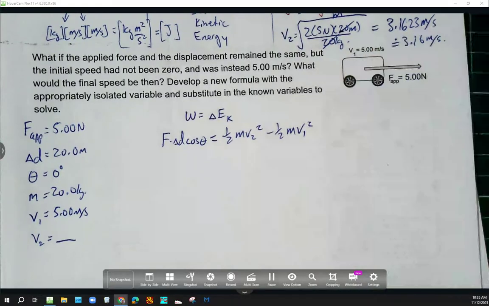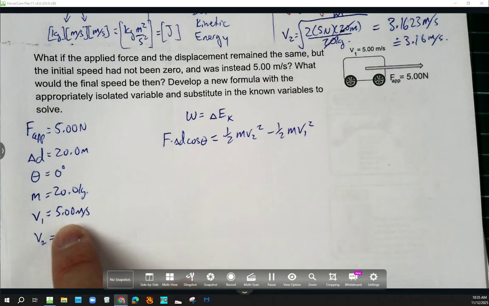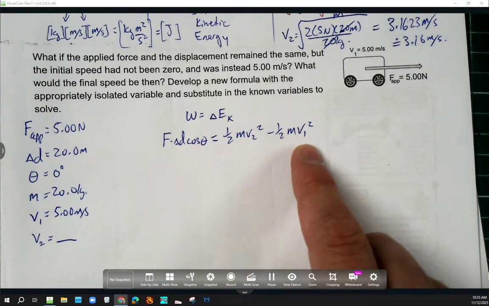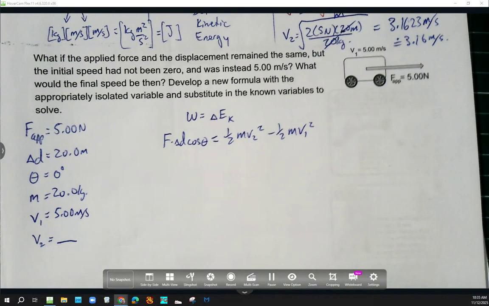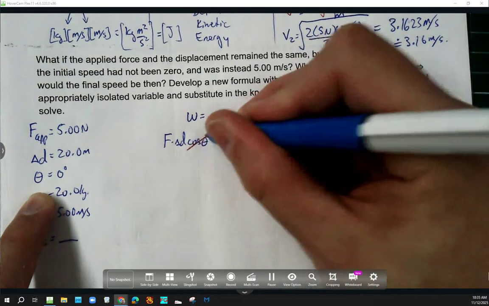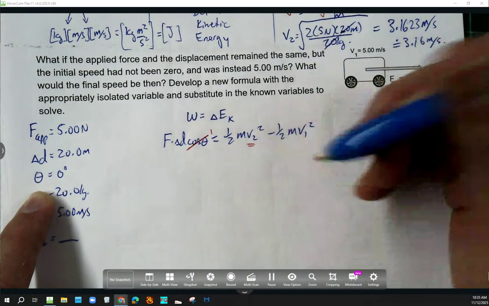Now at this point, I can't zero out the v1, because the v1 is equal to 5 meters per second, not 0. The only thing I can do to simplify this is to say, well, theta is equal to 0, so that guy's going to reduce to a 1. So then I can say, all right, well, what am I trying to get? I'm trying to get v2. I'm trying to get the final velocity.